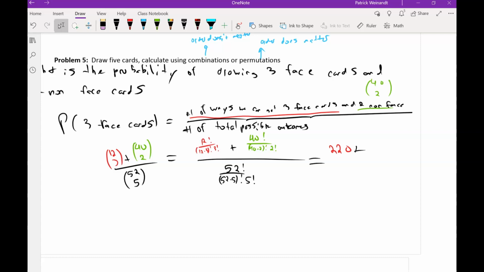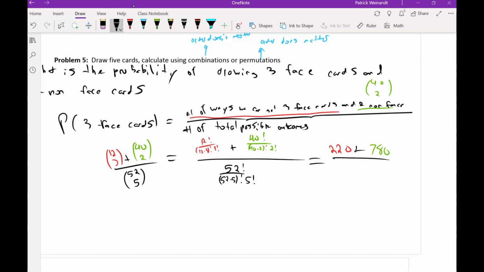Using Desmos, that'd be fine too. 40 choose 2, we get 780. That's how many ways we can get that. This numerator represents the number of ways we can get 3 face cards and 2 non-face cards over the total number of outcomes. So 52 choose 5.